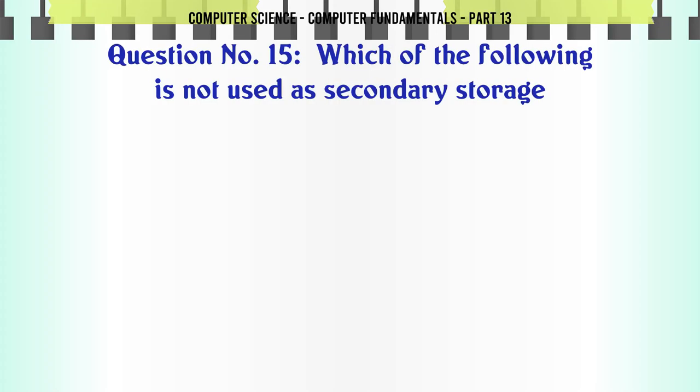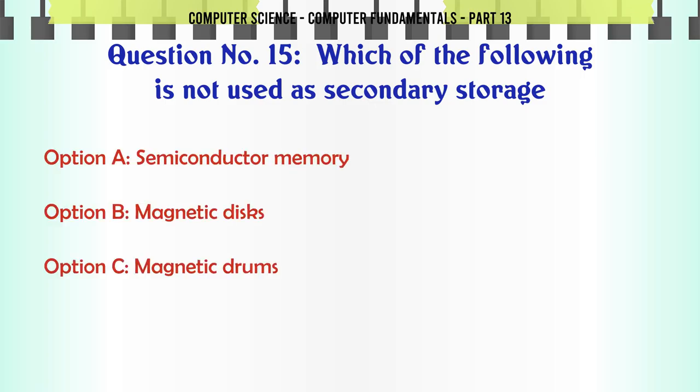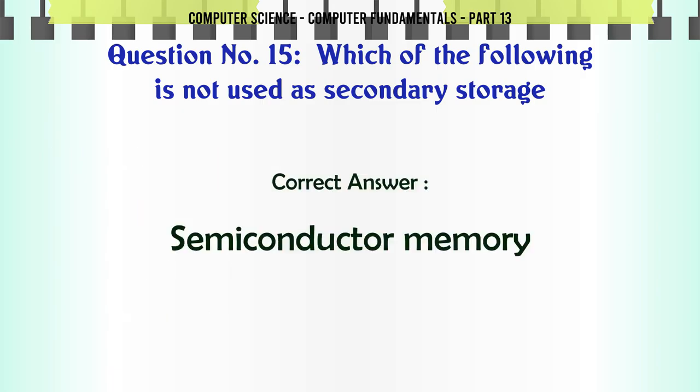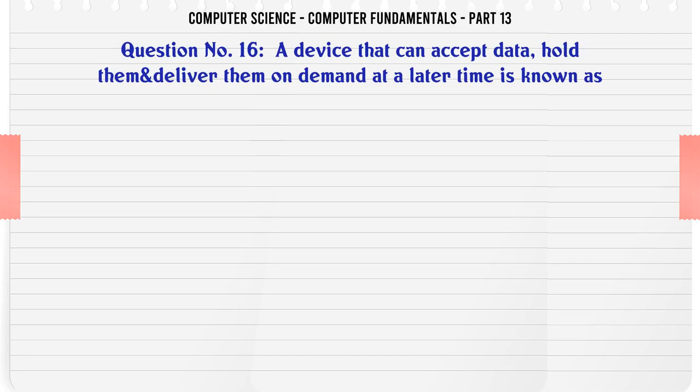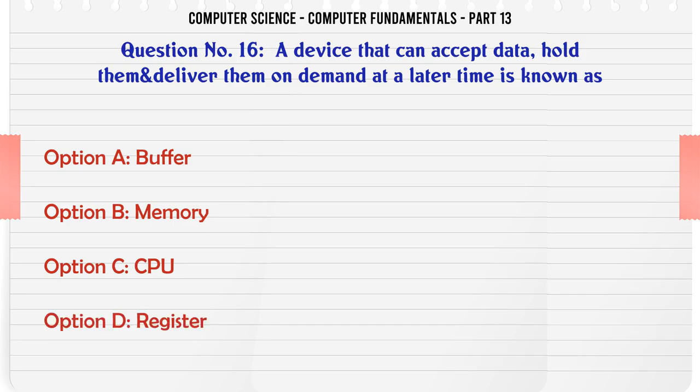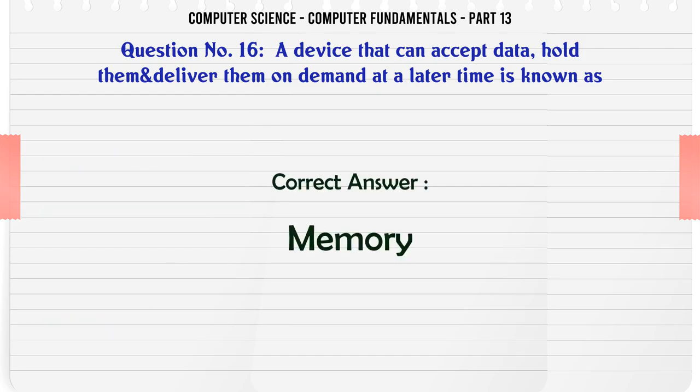Which of the following is not used as secondary storage? A. Semiconductor memory. B. Magnetic disks. C. Magnetic drums. D. Magnetic tapes. The correct answer is Semiconductor memory. A device that can accept data, hold them, and deliver them on demand at a later time is known as: A. Buffer. B. Memory. C. CPU. D. Register. The correct answer is memory.